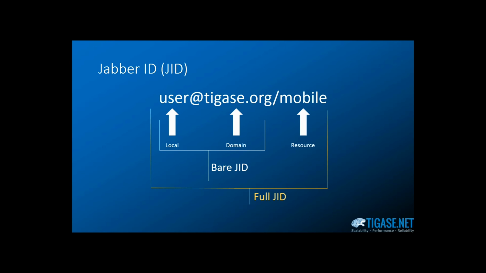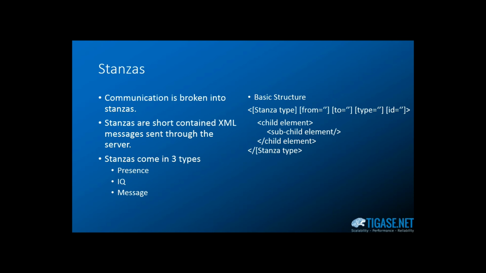Communication in an XMPP server is broken down into stanzas. Stanzas are short contained XML messages that are sent through the server between clients and other clients, clients and servers, as well as server to server. They come in three different types: presence, IQ or info query, and messages.